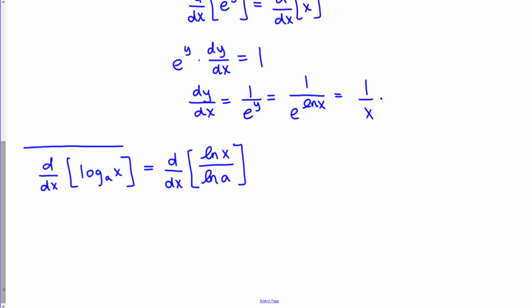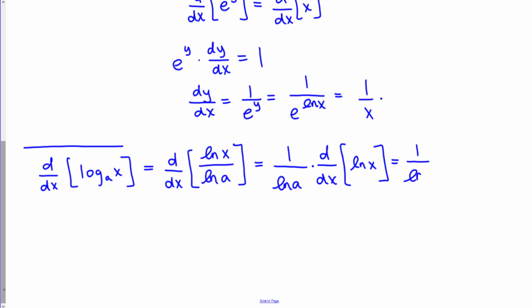So the natural log of a is a constant, which means I can pull that out of my derivative, and I only really need to do now the derivative with respect to x of the natural log of x. And I've already shown that to be 1 over x. So that's where we get 1 over x times the natural logarithm of a.